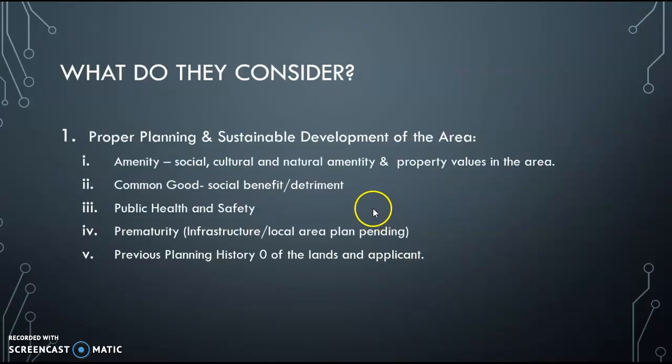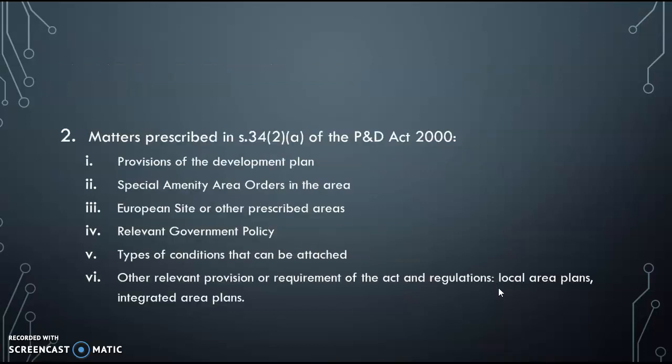So what did the planners consider? They consider proper planning and sustainable development of the area, amenity, common good, public health and safety, prematurity. So is there sufficient infrastructure? If you want to put in a 500 house estate, is there sufficient sewerage and road and water infrastructure in the area to carry that? Previous planning history of the lands and the applicant. So if you've broken planning conditions in the past, you could be refused.